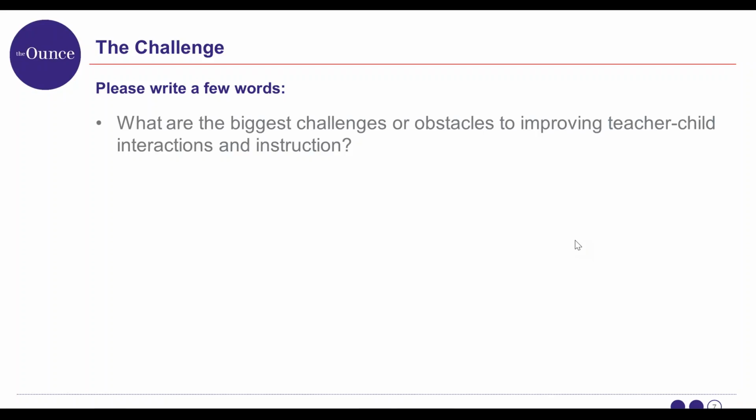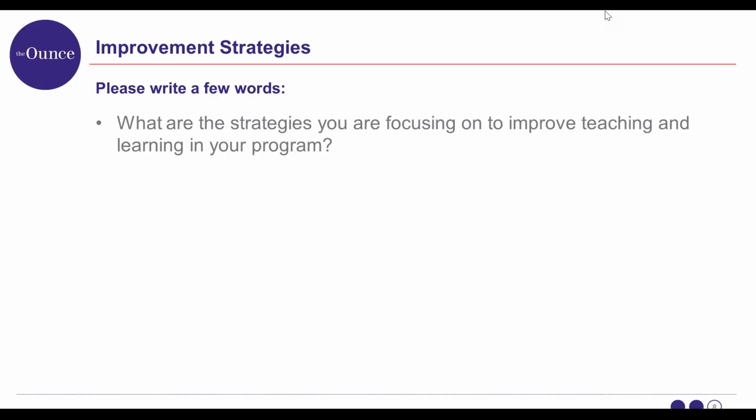So as I said, there is a complex set of issues to address on many different levels, and so I think we're really going to have to think about comprehensive solutions, right? So what are the strategies that you're trying? If you could go to the next slide. What are the strategies you're focusing on now to really improve teaching and learning in your program? So another question for the group. What strategies are you trying? Yeah, go ahead and write in the chat box. What are you seeing there?